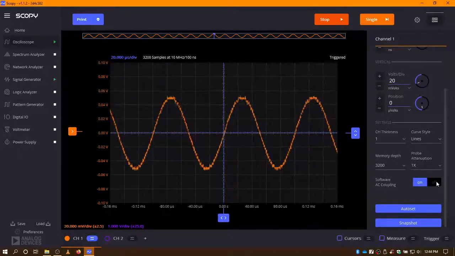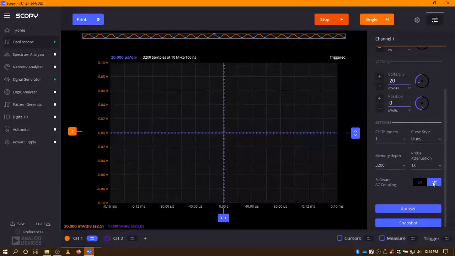When you finish with it, turn it off, because you never know. You may see an AC signal that is sitting on top of a DC signal. If AC coupling is on, you will miss that. Okay? So that's some of the features of the signal generator and oscilloscope. Now we'll take a look at some of the other features.